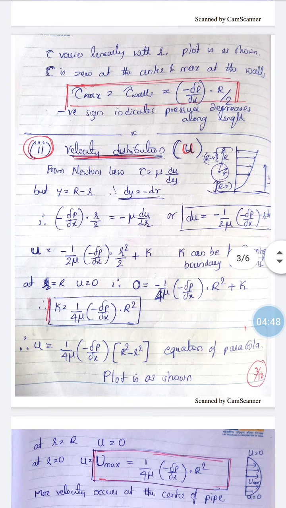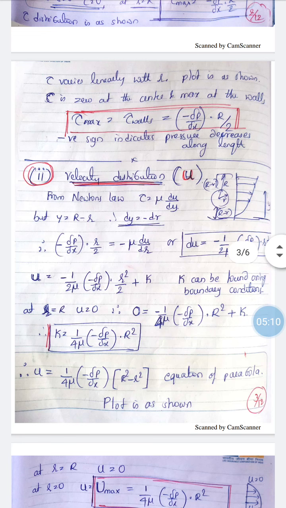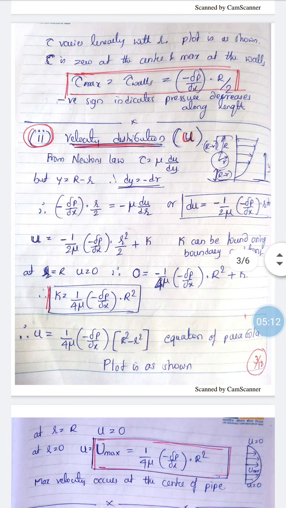Next, to determine the velocity distribution, we can use Newton's law of viscosity, which is tau is equal to mu into du by dy. But in the derivation of Newton's law, dy was the distance of the laminae from a fixed plate, but here that laminae is at a distance of capital R minus small r. You can see from the diagram. So if y is R minus r, dy is minus dr, because capital R is a constant. If I substitute that, I will get the equation minus delta p by delta x into r by 2, which you have just derived, must be equal to minus mu into du by dr.